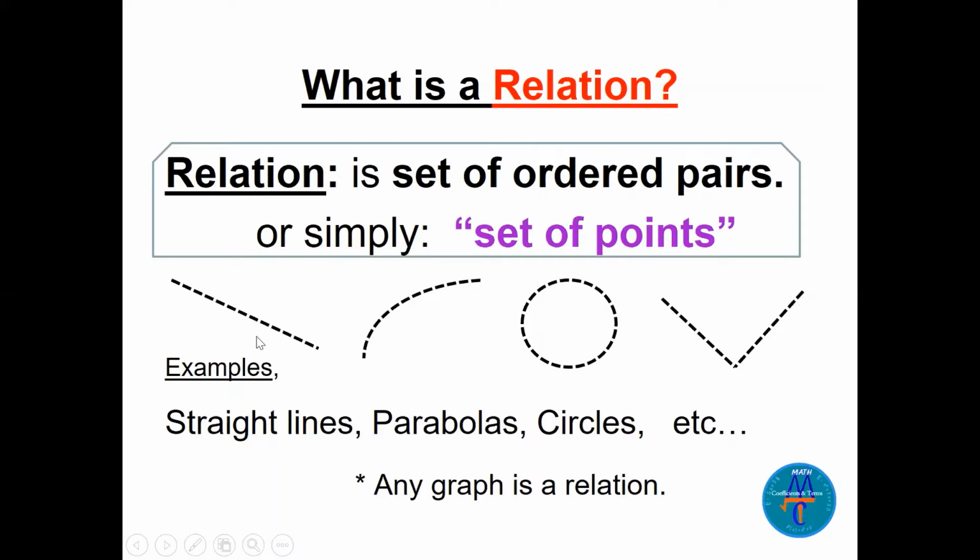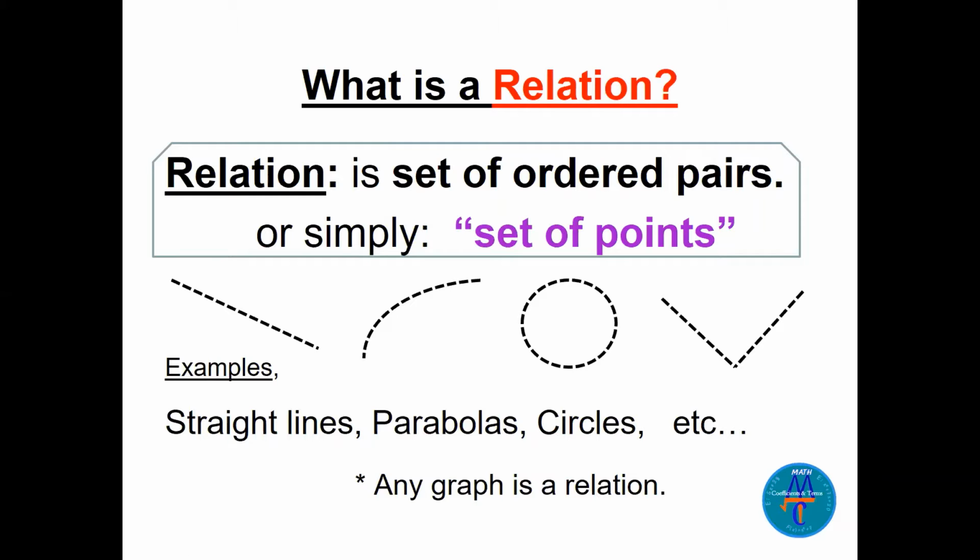So every graph here you can see is considered as a set of points. Remember this word, set of points or set of ordered pairs. So we can say one word in math, it's a relation. Relation between X and Y. So we can have straight lines, we can have parabolas, circles, etc. So any graph is a relation.